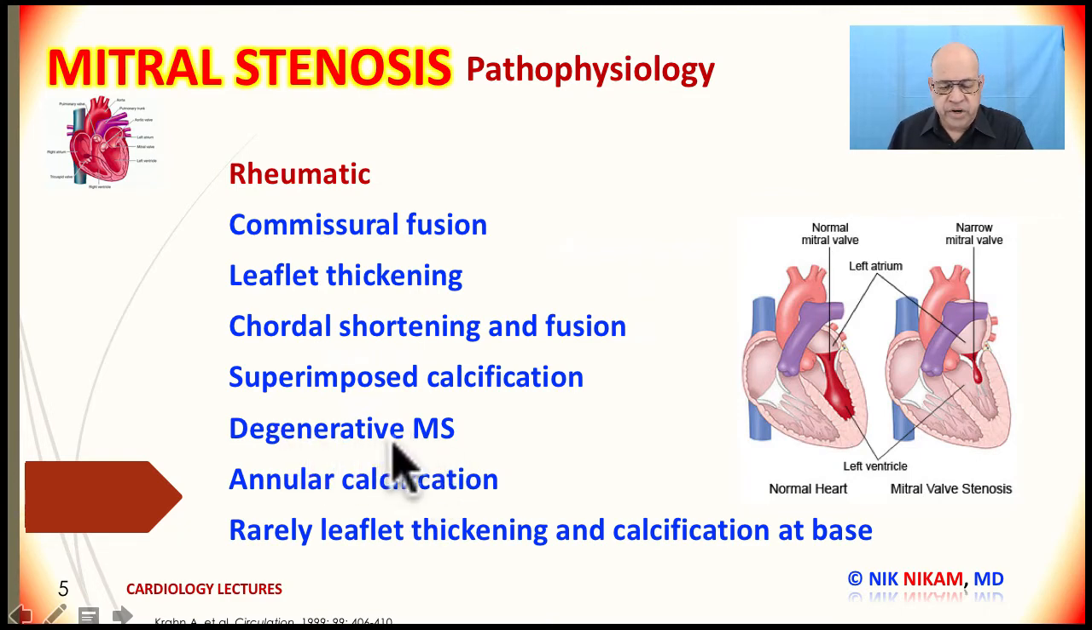There's also degenerative mitral stenosis. There is annular calcification which comes with age, and relatively there is a thickening and calcification of the leaflets themselves at the base. And all of these lead to the adherence and restriction of the mitral apparatus. In some cases, the apparatus is so calcified and fixed that there is very little movement during each cardiac cycle.